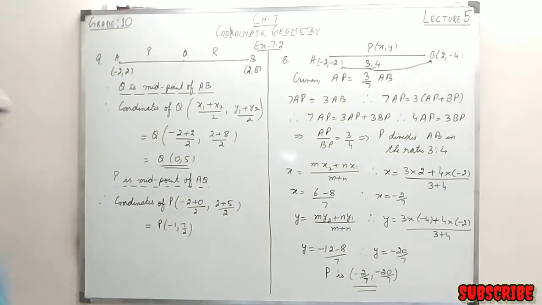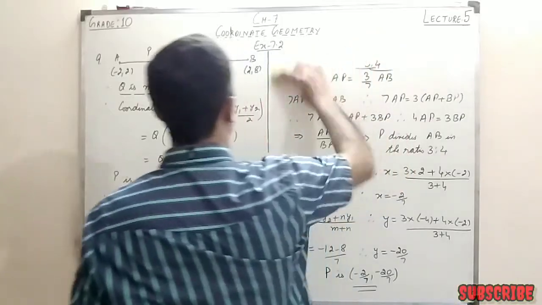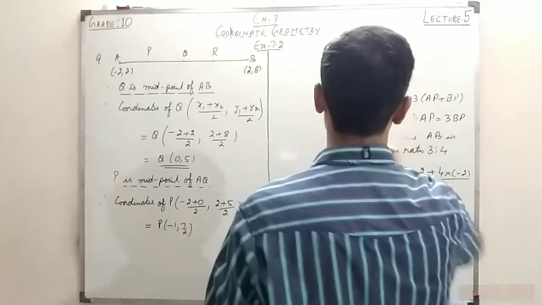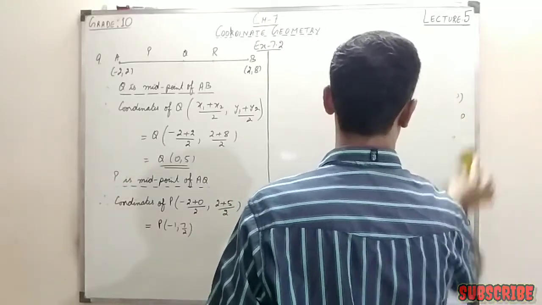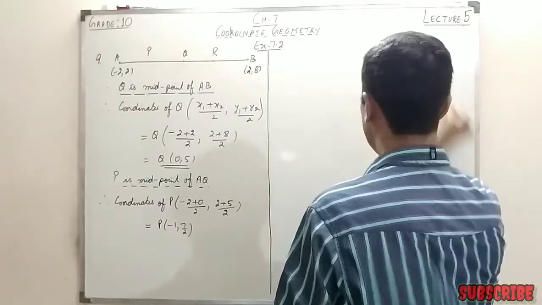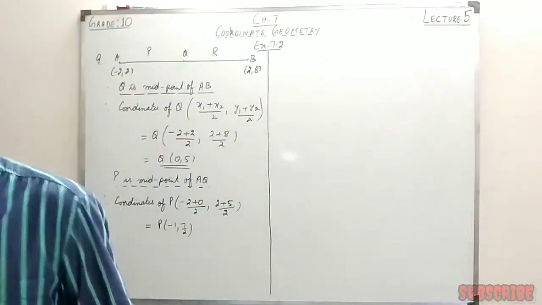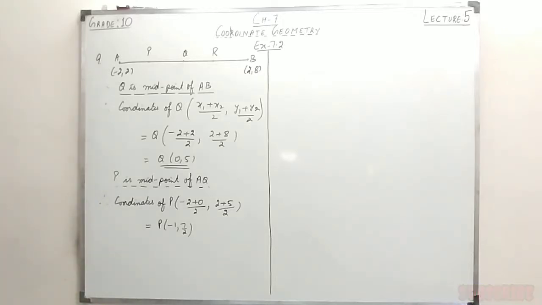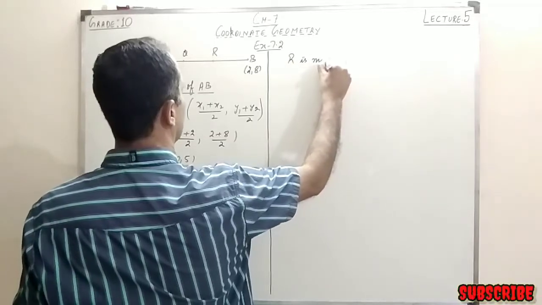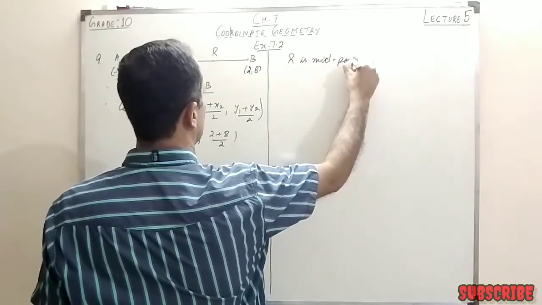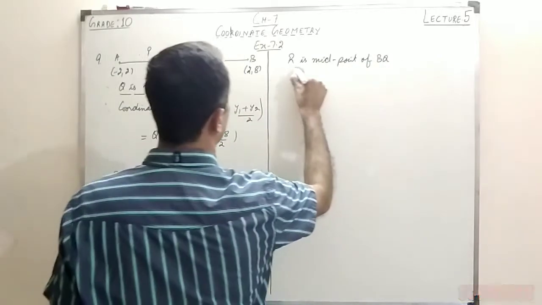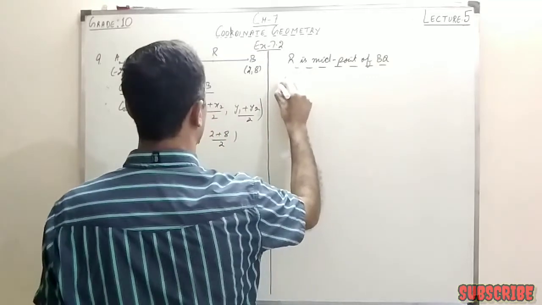Similarly, if you look at R, if you see R and I hide this portion AQ, what I see is that R is the midpoint of BQ. So using this thing, we can find the coordinates of R also, right? So I write R is the midpoint of BQ, right?